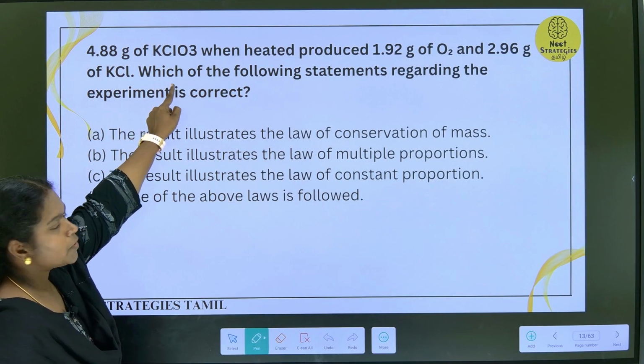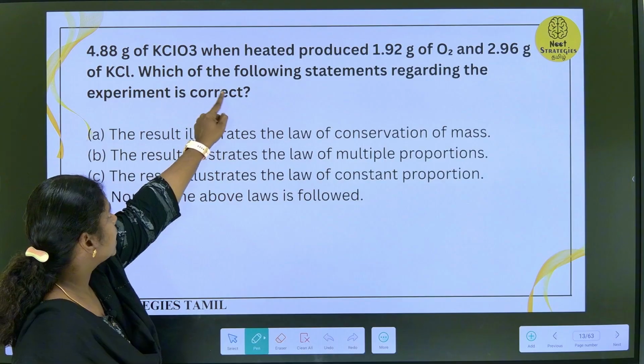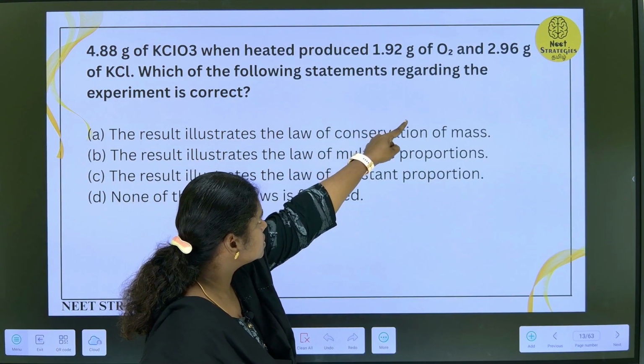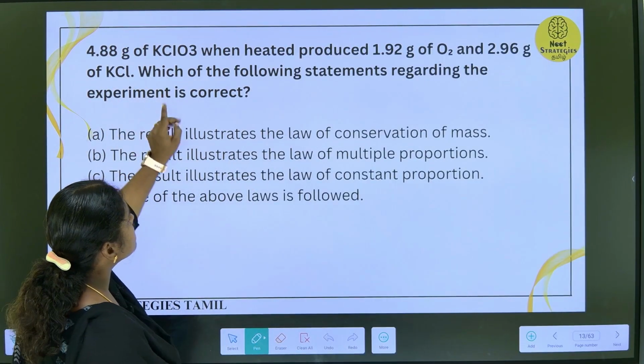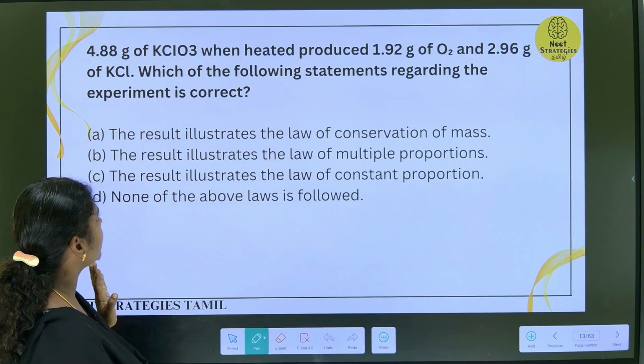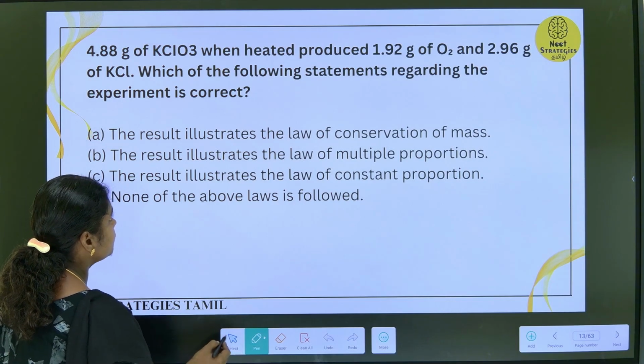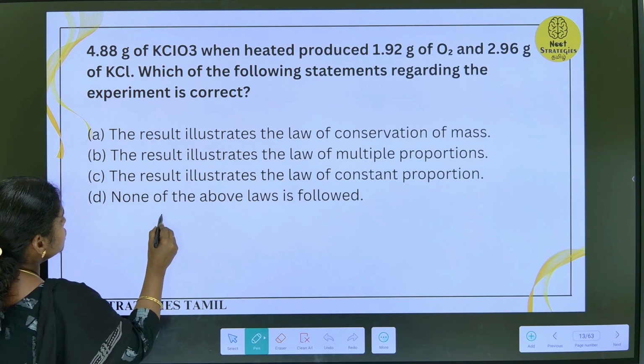4.88 gram of potassium chlorate is heated, and it produces 1.92 gram of oxygen and 2.96 gram of potassium chloride. Which of the following statements regarding the experiment is correct? We will check first of all. It is potassium chlorate.